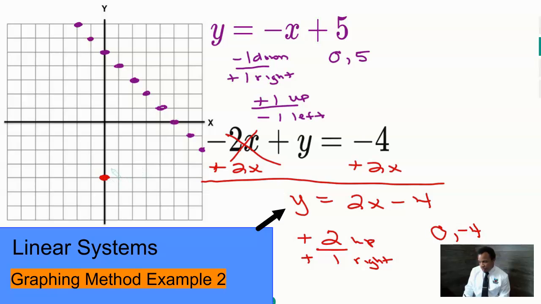And our slope is 2 up, 1 right. So 2 up, 1 right, 2 up, 1 right. And notice that we have a common point right here. This would be our solution. Over here on the right, to find the solution, we go 1, 2, 3 to the right, and we go up 2. So our solution would be the point (3, 2).